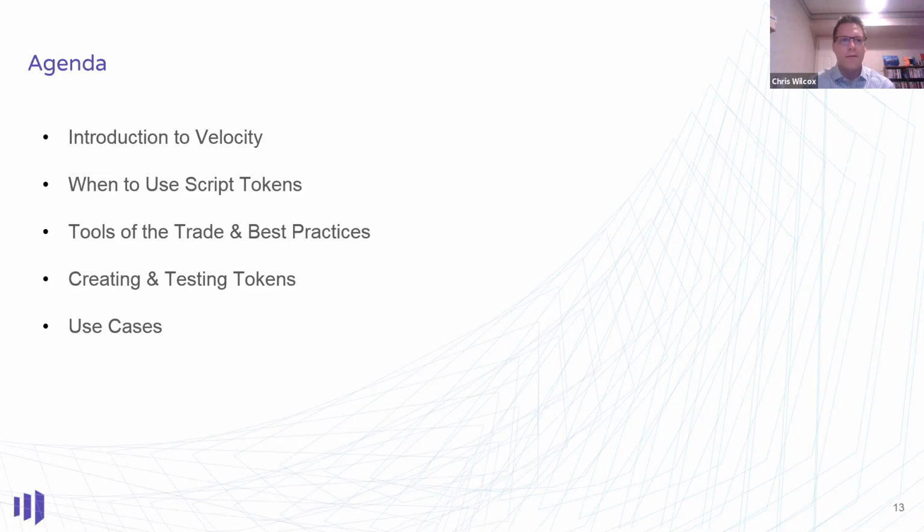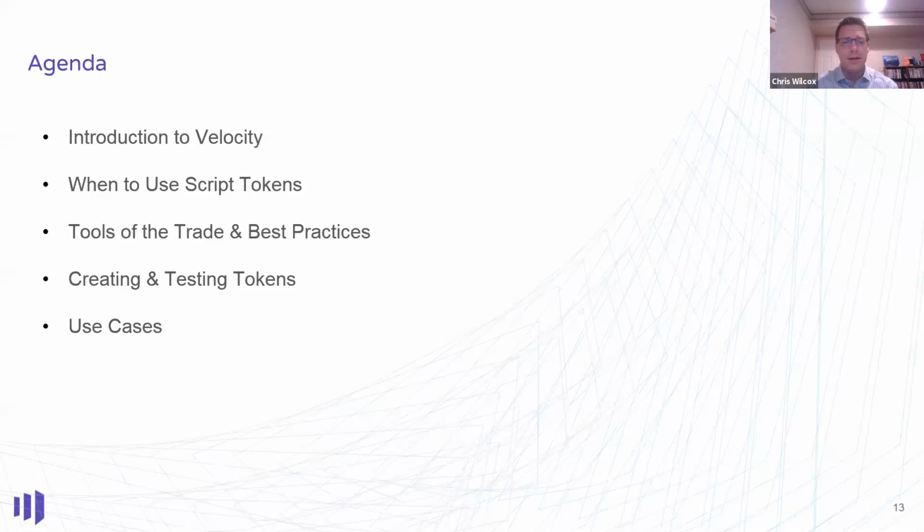So we're going to first talk about what is velocity. What is it? How do you use it? When do you use it? When to use script tokens? When does it make sense to use velocity script versus a snippet versus dynamic content? Those are the choices that you have when you're building out your programs.